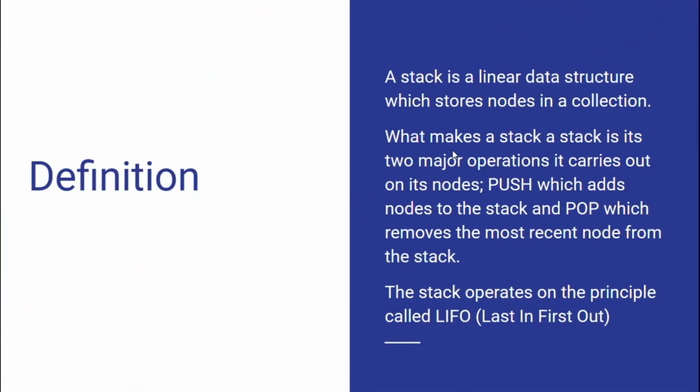Before we go further into what a stack is, I would like to define it. And before I start reading out the definition, I want you to understand that a stack is just like an array. So let me define a stack. A stack is a linear data structure which stores nodes in a collection. What makes a stack is its two major operations it carries out on its nodes: push, which adds a node to the stack, and pop, which removes the most recent node from the stack. The stack operates on the principle called LIFO, meaning last in, first out. That means the last node that was put in is going to be the first one that will be removed. So that's simply how a stack is.